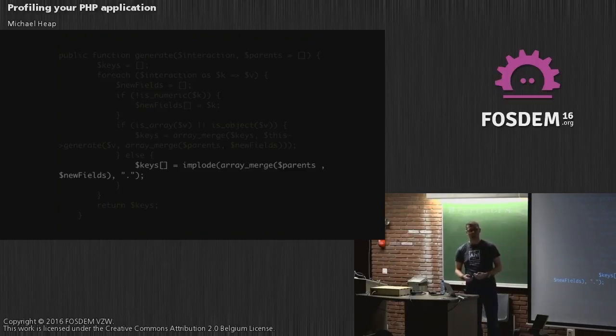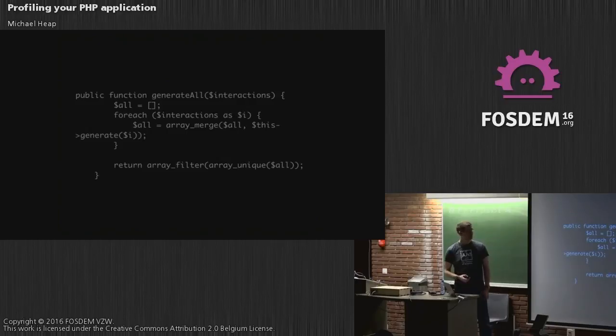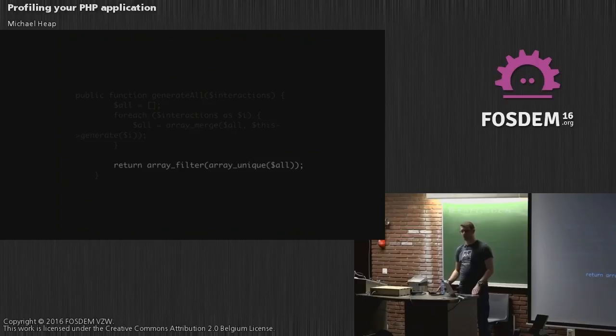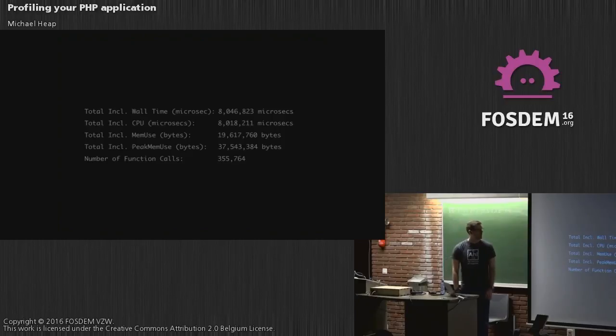Because this runs on a single interaction, and I had 1,000, I also needed some kind of aggregation function. So I wrote this generate all function, and it just says, for each interaction, run the generate function, and merge it back into the original list. And then eventually, we don't want falsy values, so we use array filter, and we want to know what the unique values in there were, so we use array unique. This code passed my tests. I was happy enough with it, so I thought, let's see how it performs. Let's run it through XHProf.